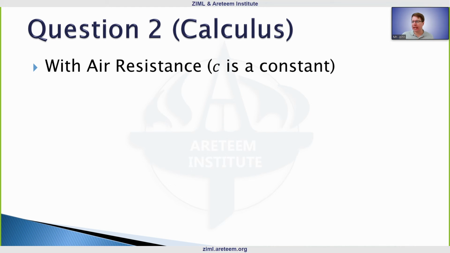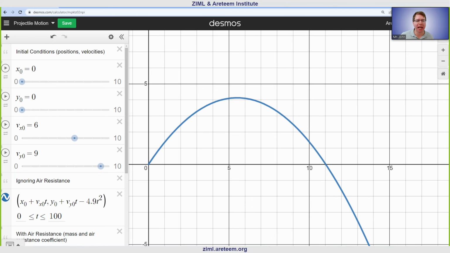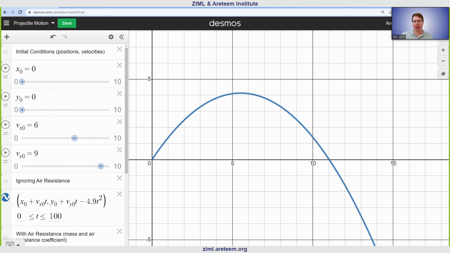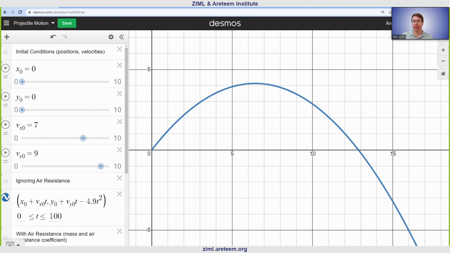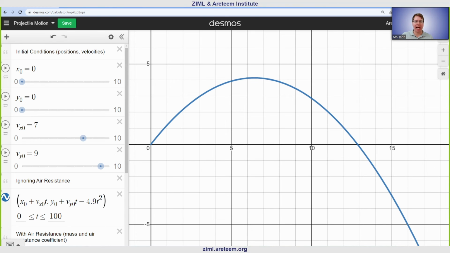Now, let's take a look back at our graph again, and we'll just look at this quick to compare a little bit. So we had our original graph. Let me bump up the speeds a little bit so we have a nice bigger example to look at. And this one is our no air resistance graph. So this is no air resistance here.